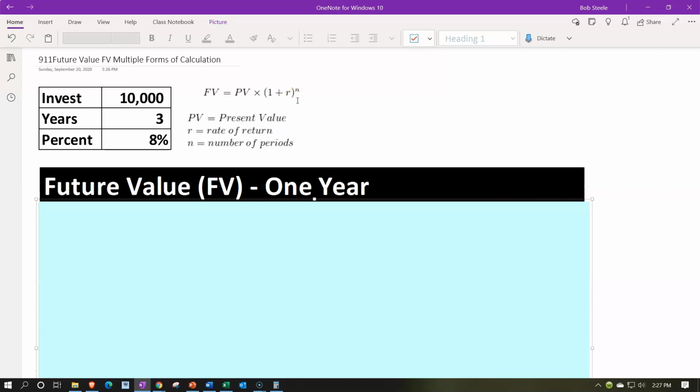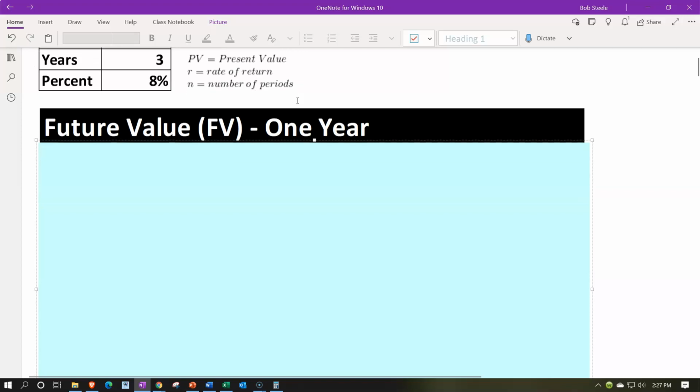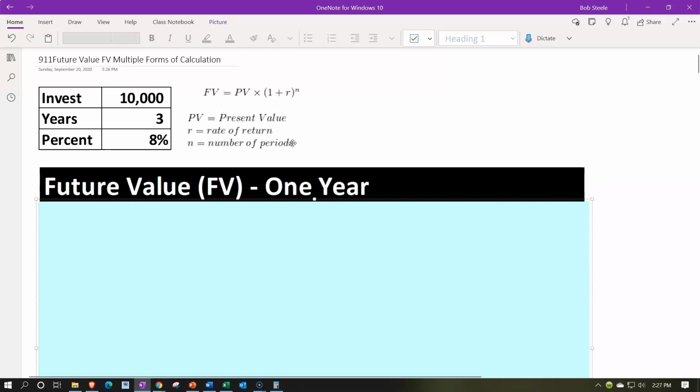Remember that you want to make sure that you know what type of periods you're talking about with regards to the time period. Are we talking years? Are we talking about months? And so on and so forth. Now, we're going to calculate this 1 year at a time. So I'm going to do the future value not for 3 periods first.